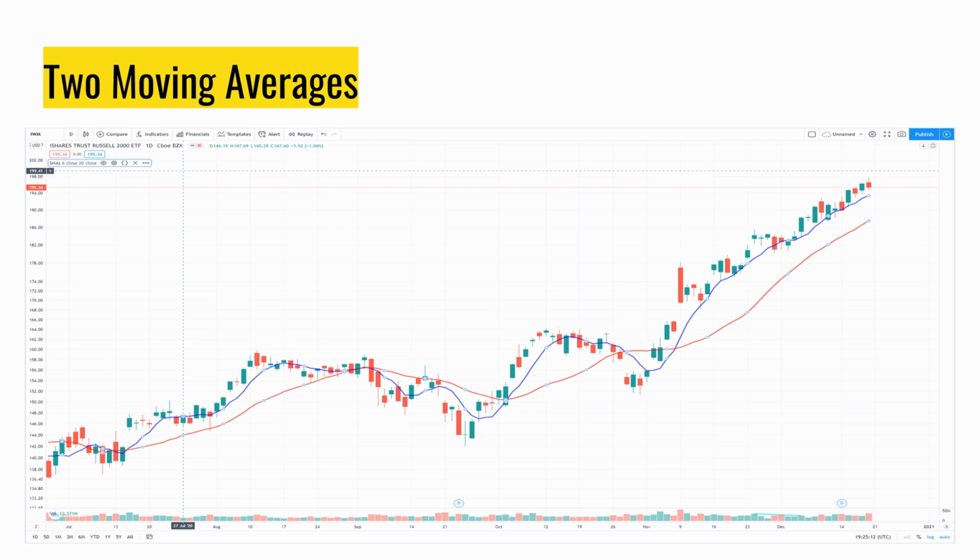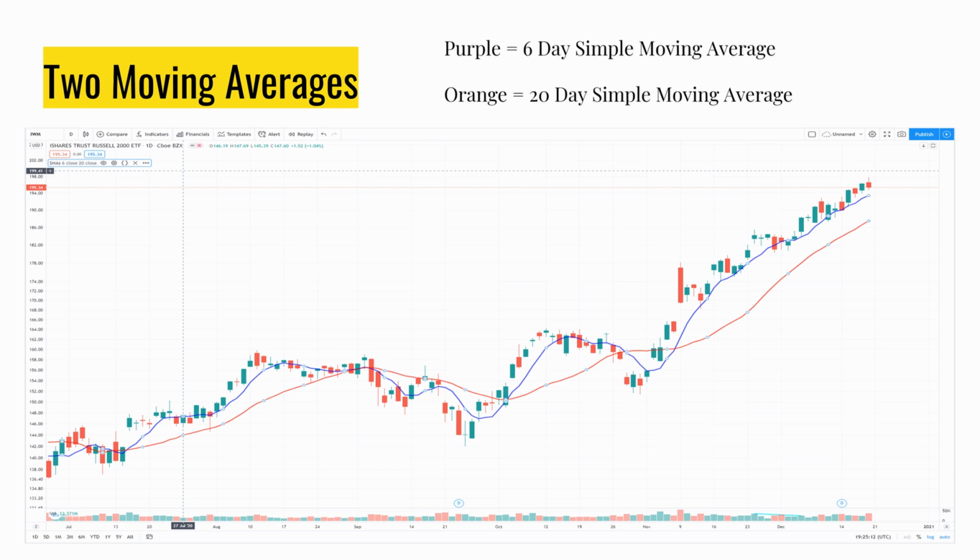Here we have the two moving averages on the IWM. The purple line represents the 6-day simple moving average, and the orange line represents the 20-day simple moving average. These are the times when the shorter-term moving average crossed above the longer-term moving average, causing price to rise. These are the times when the shorter-term moving average crossed below the longer-term moving average, causing price to fall.